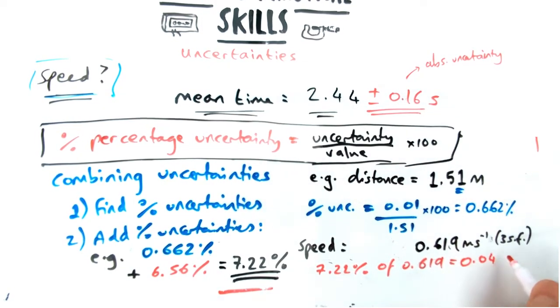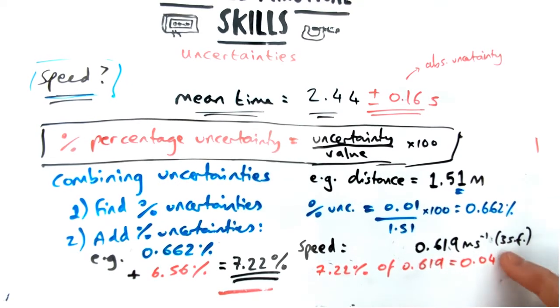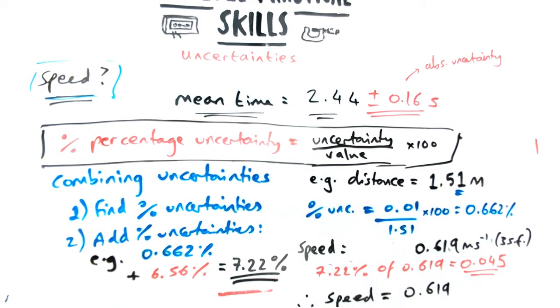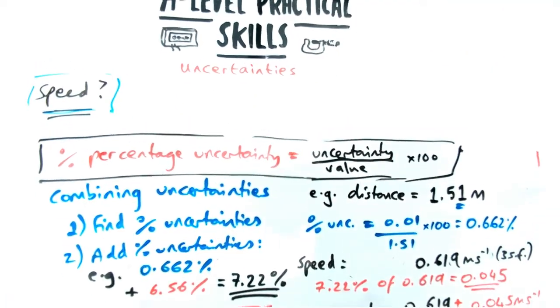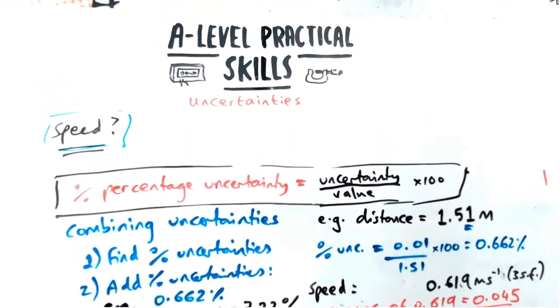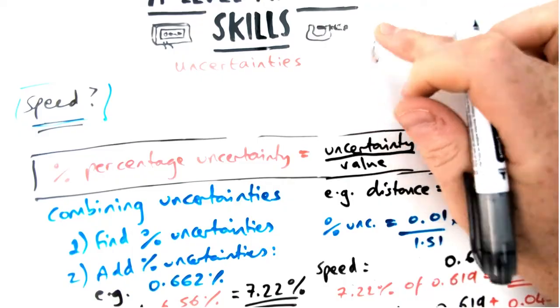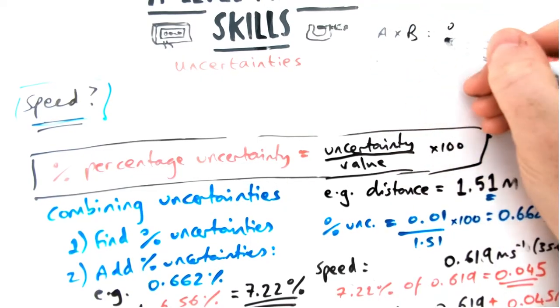So now let's actually use that and work out as a percentage of our actual speed value. So 7.22% of our value for speed happens to equal 0.045, again to the same number of decimal places as our value, and therefore we can quote our speed overall to 0.69 plus or minus 0.045 meters per second. Now normally that's about 3 or 4 marks if you can get it in an A-level exam, so make sure you know how to do it.